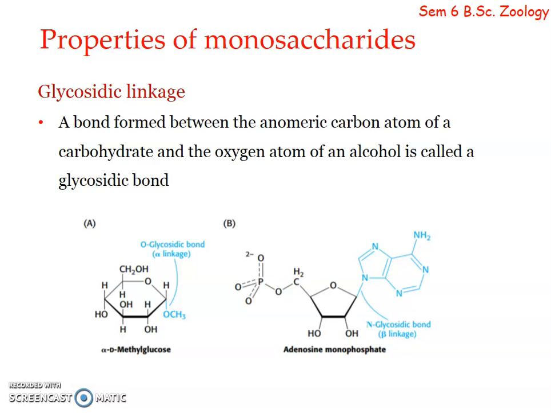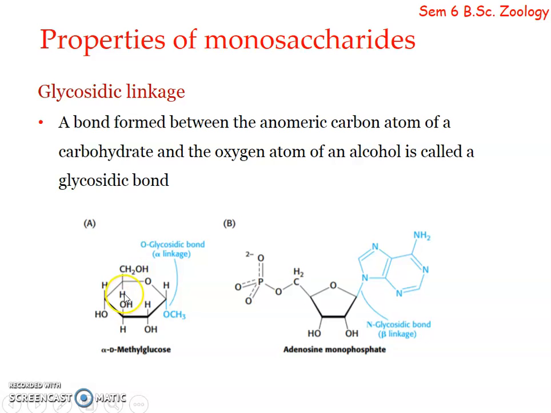Next is glycosidic linkage. This is one of the most important reactions, which happens between two glucose molecules. Whenever a carbohydrate takes part in bond formation with any other molecule, we call that bond a glycosidic bond. I hope it is clear. Here you can see one example. What is this? It is a ring structure, right? How many carbons are there? Six carbons, so it is a hexose.